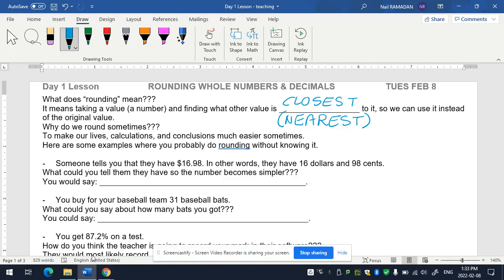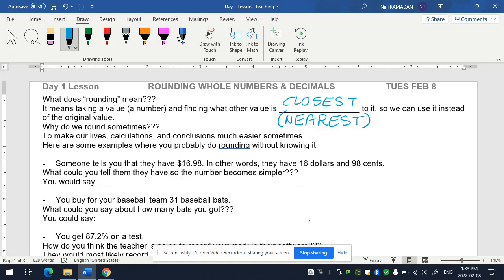Why do you need to round sometimes? Well, sometimes, who cares if you have $3.99? Just tell me practically you have four, and that basically will be the end of it. So why do we round sometimes? To make our lives, calculations, and conclusions much easier. By the way, sometimes you can't round, but often you can. Would you do it with money or areas or lengths? Yeah, you can round.